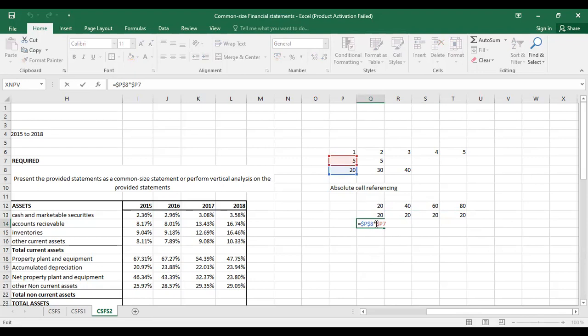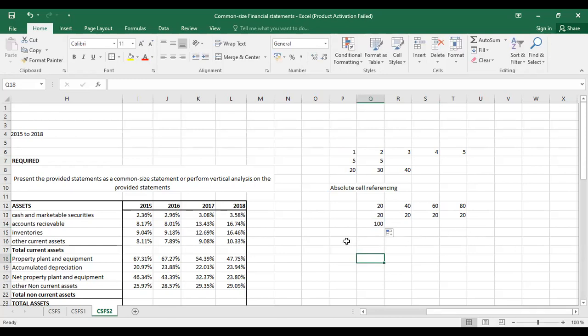This one is called mixed cell referencing. I've just locked P, but I've not locked 6. So it will go down to 7. That's why if you click here, you can see it is P7. Escape.